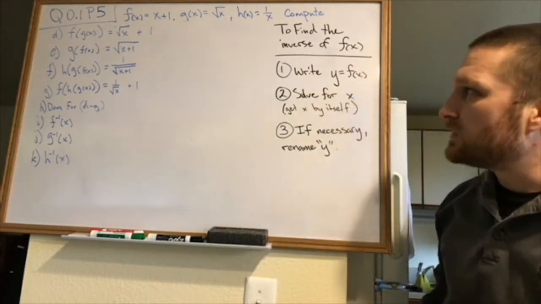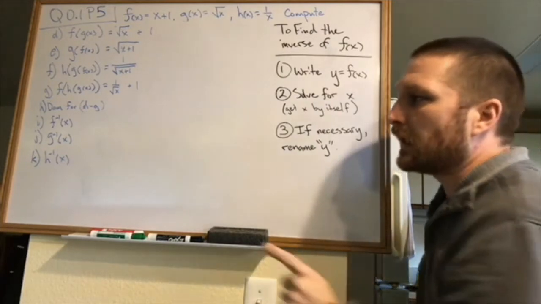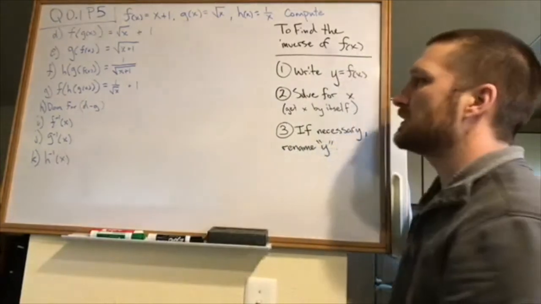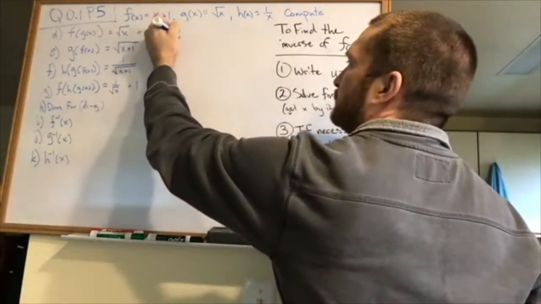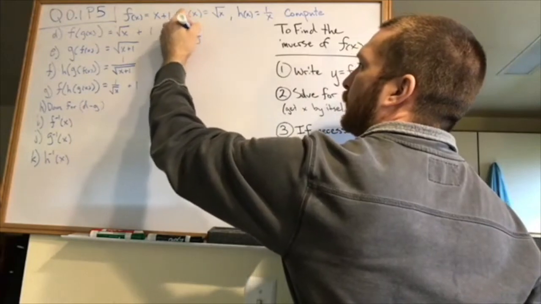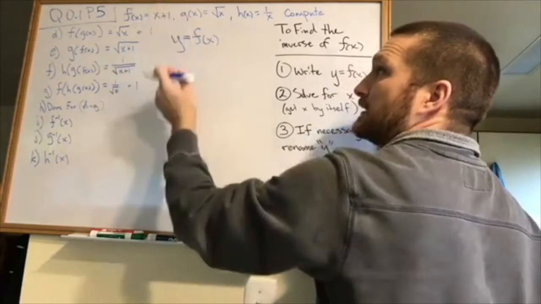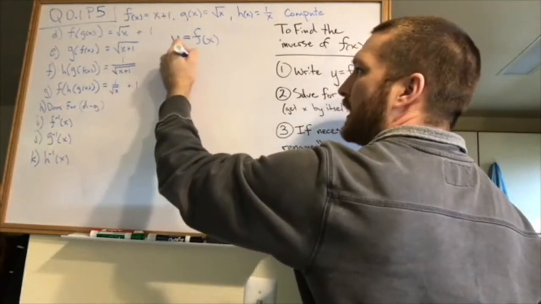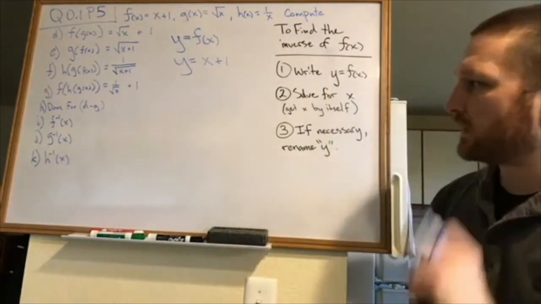So let's do part I. We are looking for a formula for the inverse of that. So step 1, we are just simply going to write y equals f of x. And in this case, f of x is x plus 1. So I'm going to rewrite that as y equals x plus 1. Okay, step 1 is done.